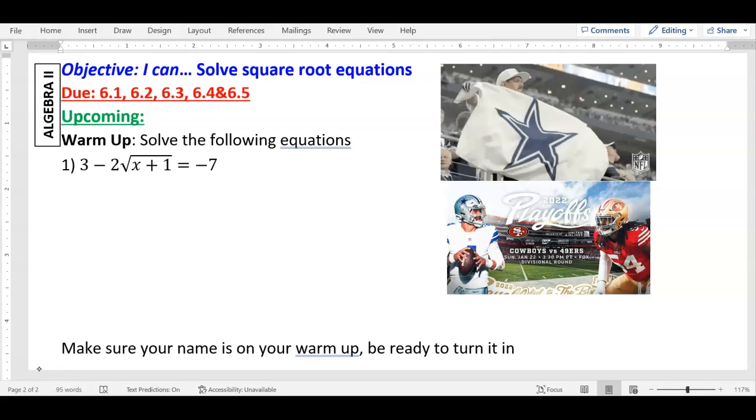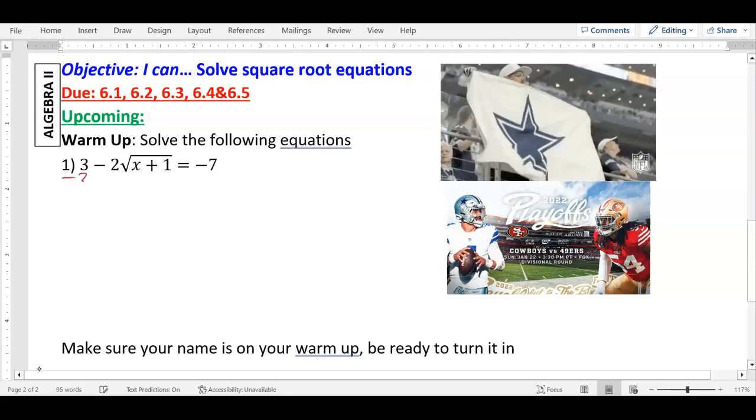Our first step is to get the radical by itself. Now, the radical is not by itself because what's in front of it? A 3 and a -2. Which one do I want to get rid of first? The 3. It's the loner. It's by itself. It's not stuck next to the radical. So how do I get rid of a +3? Subtract. So -3, -3.